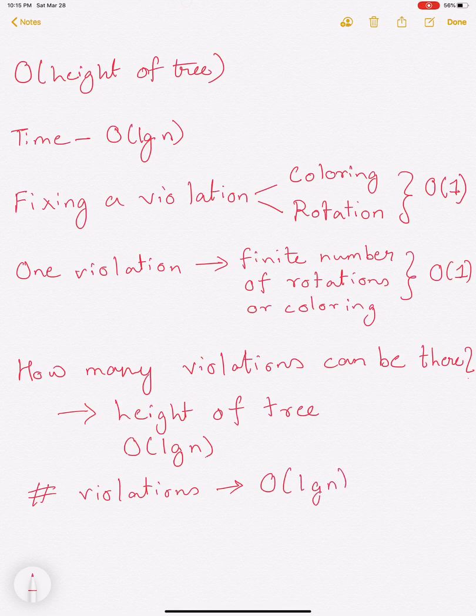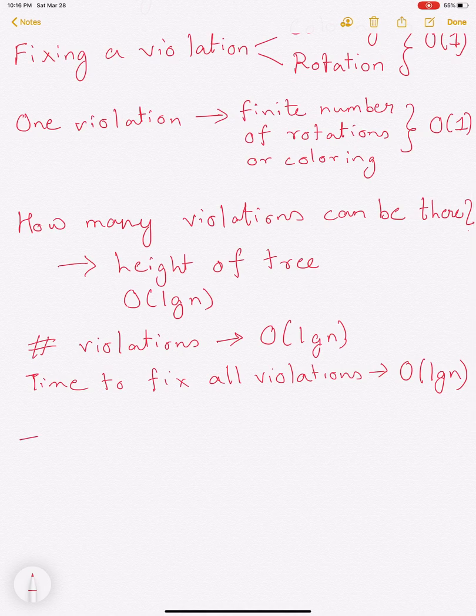You might have to fix violations at each level, and each violation takes only a constant amount of time. Therefore, the time to fix all violations will also be O of log n, because fixing each violation, as I mentioned, just takes constant time, and therefore fixing log n violations takes O of log n time.